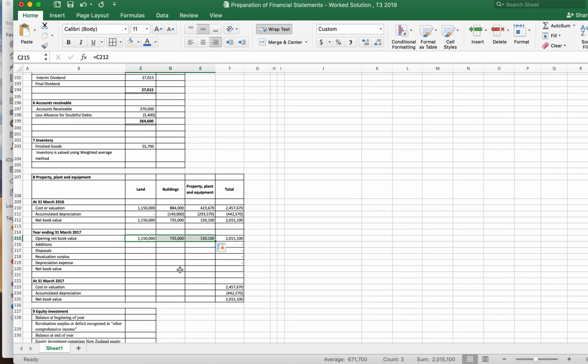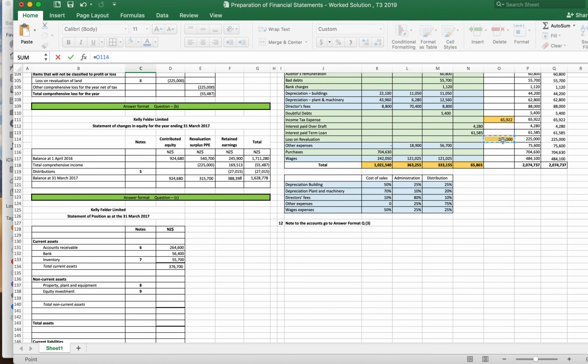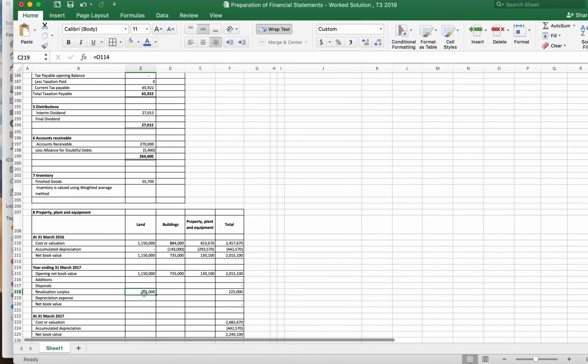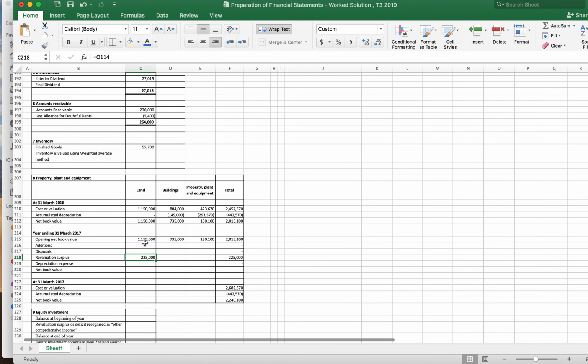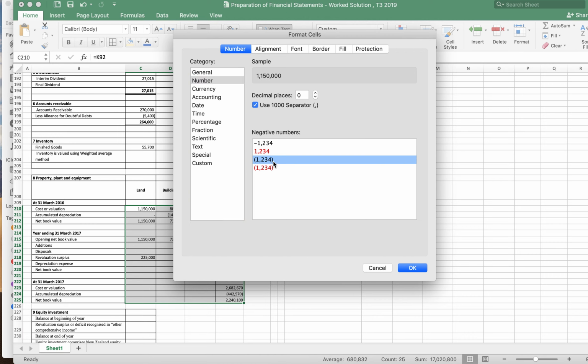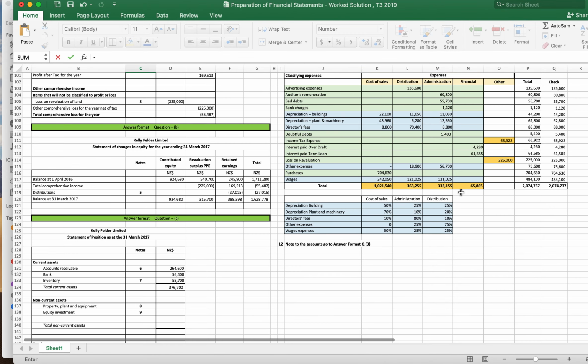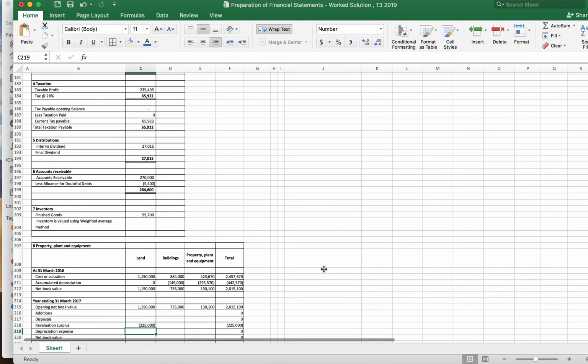Revaluation surplus, we know that is only on land. That actually was backwards. That was that amount. I did enter a minus, so let's just check what the formatting is. Format cells. Number, decimal places 0. Right. Now I thought I had put minus that anyway. Okay, that's pretty good.